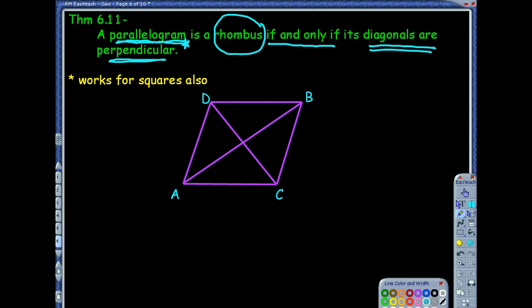Okay? Now notice it says works for squares also. Why? Because we know that squares are rhombuses. Exactly. So if you look at this picture, what would you be able to conclude if I did tell you this was a rhombus? Then I would know that segment DC and AB were perpendicular. So that's essentially what that's saying. So these would be perpendicular, knowing that all rhombuses have diagonals that are perpendicular. So just keep that in mind. That's a very useful tool when we get to proving some other types of parallelograms.